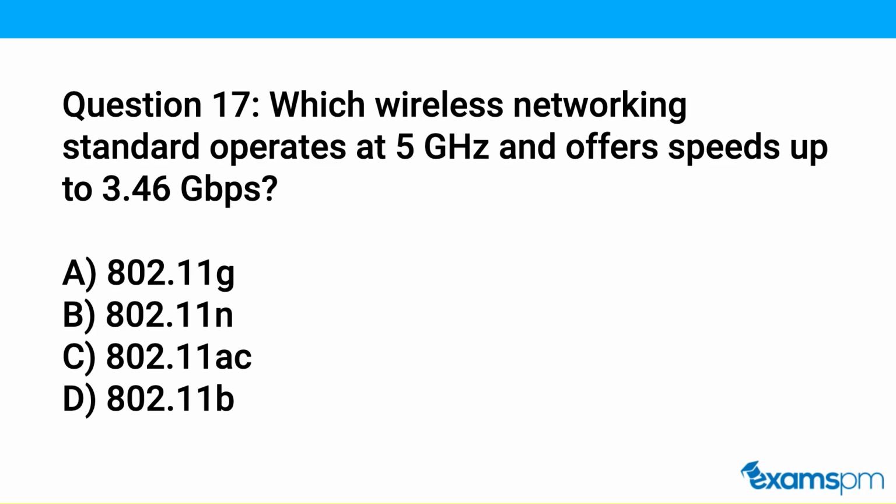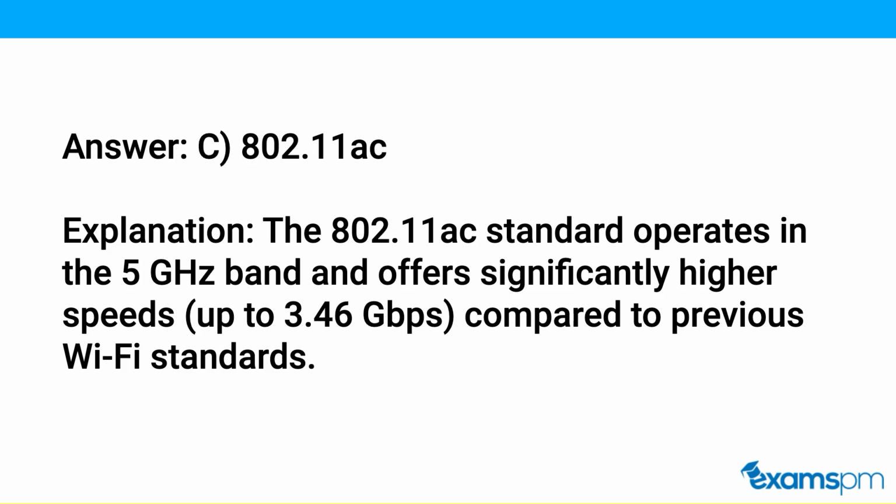Question 17. Which wireless networking standard operates at 5 GHz and offers speeds up to 346 Gbps? A. 802.11g, B. 802.11n, C. 802.11ac, D. 802.11b. Answer: C. 802.11ac. Explanation: the 802.11ac standard operates in the 5 GHz band and offers significantly higher speeds up to 346 Gbps compared to previous Wi-Fi standards.